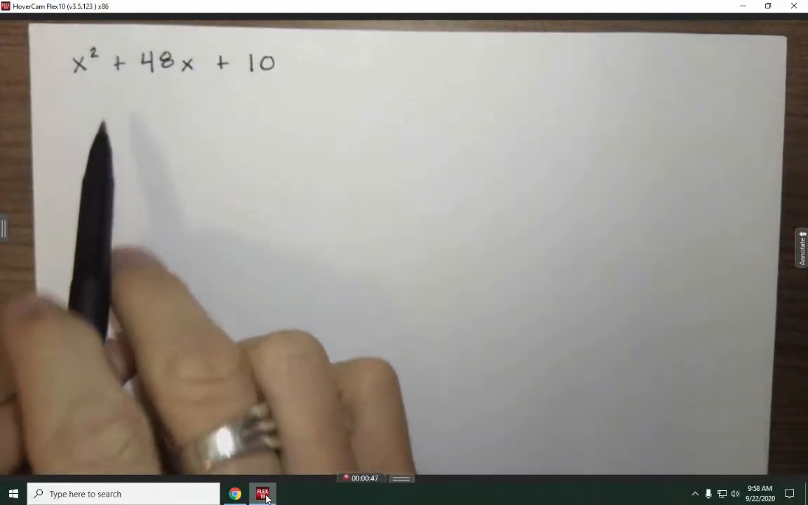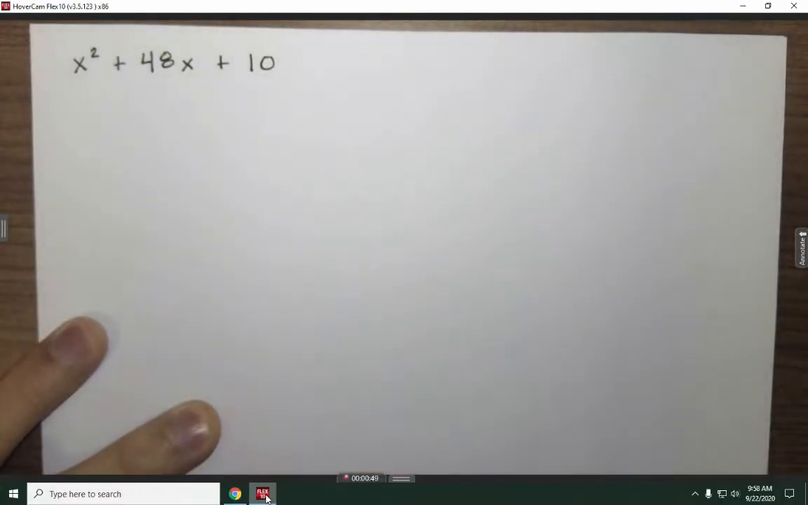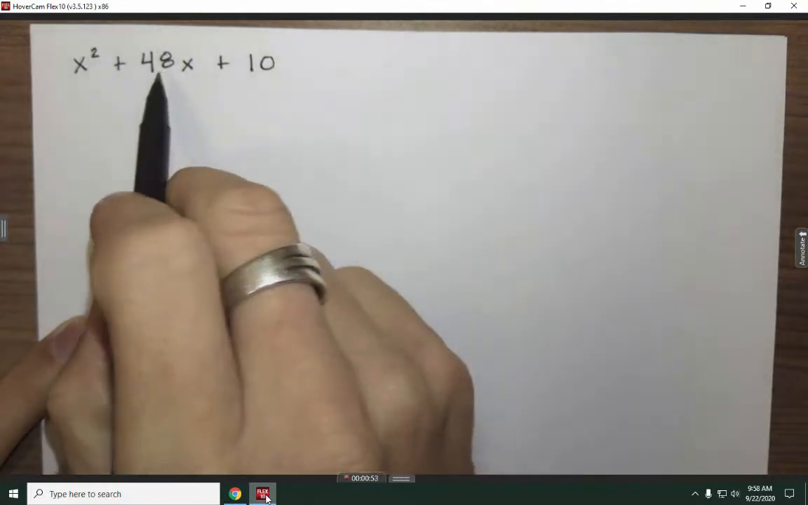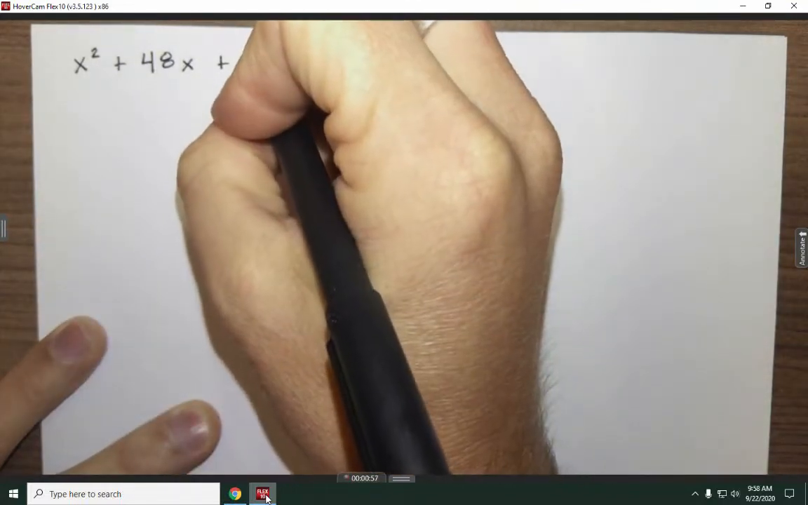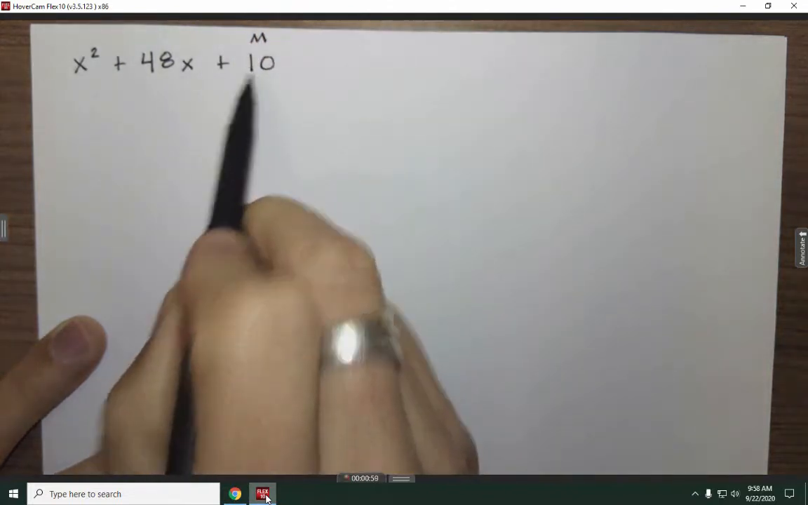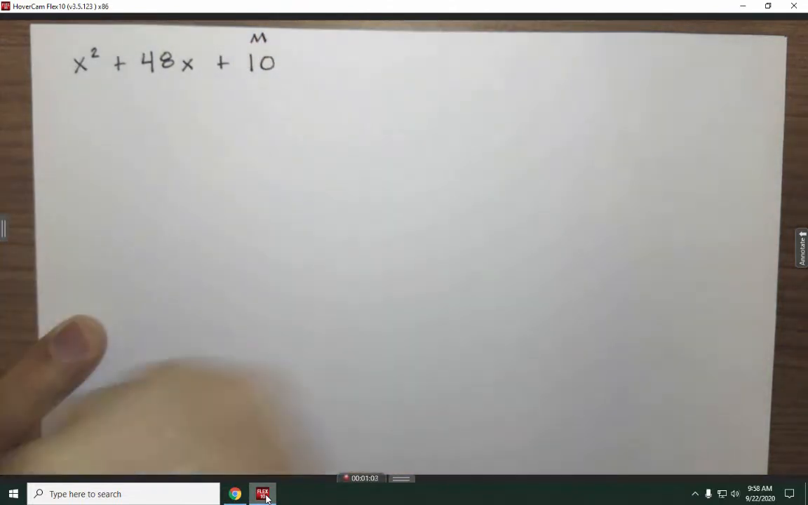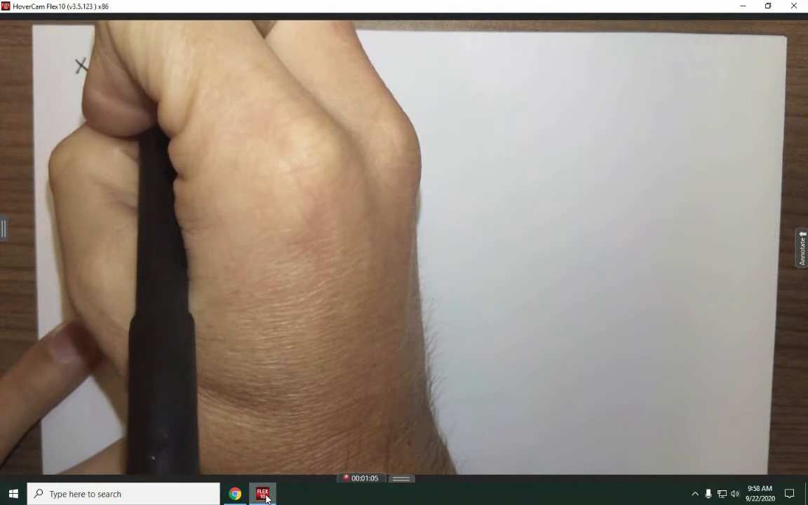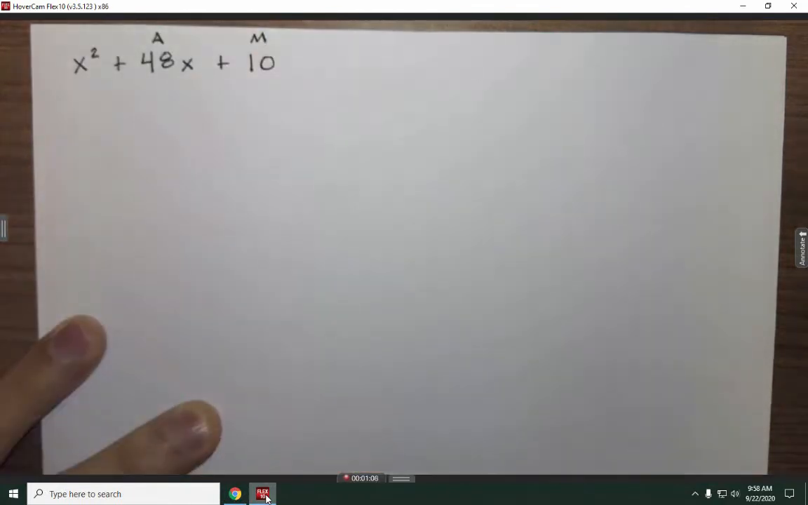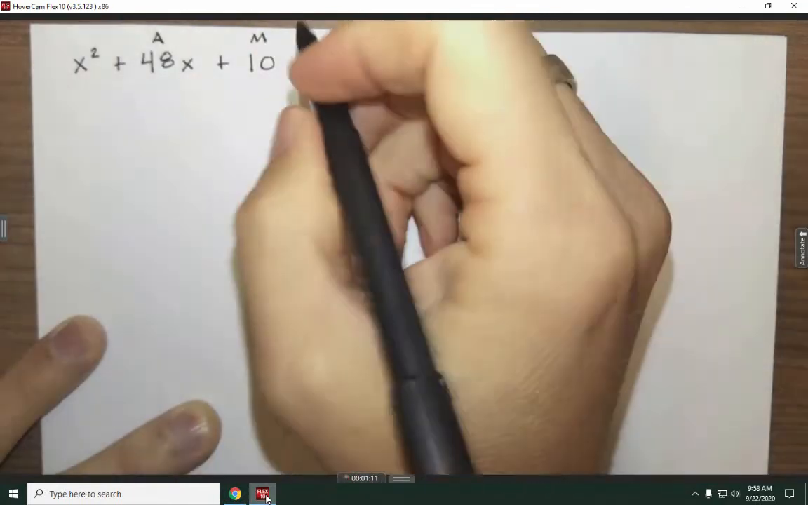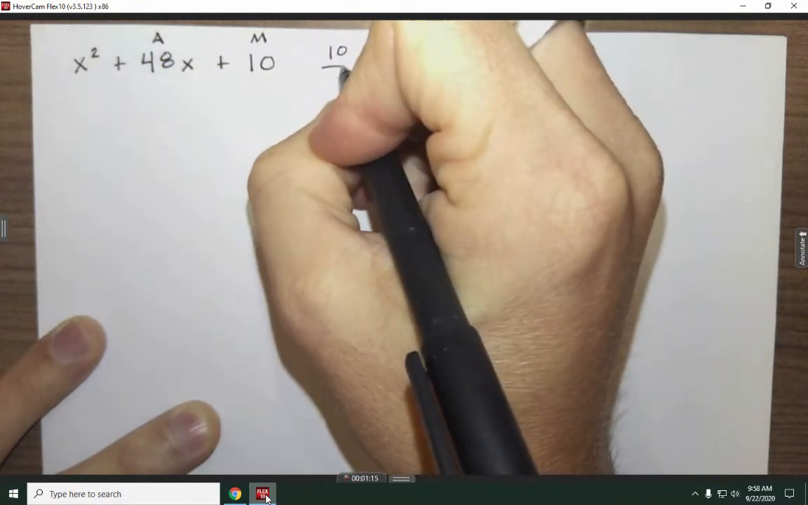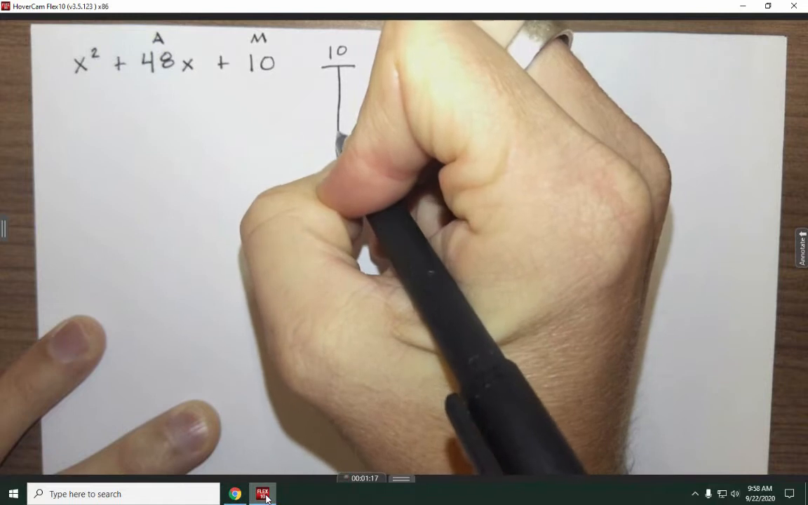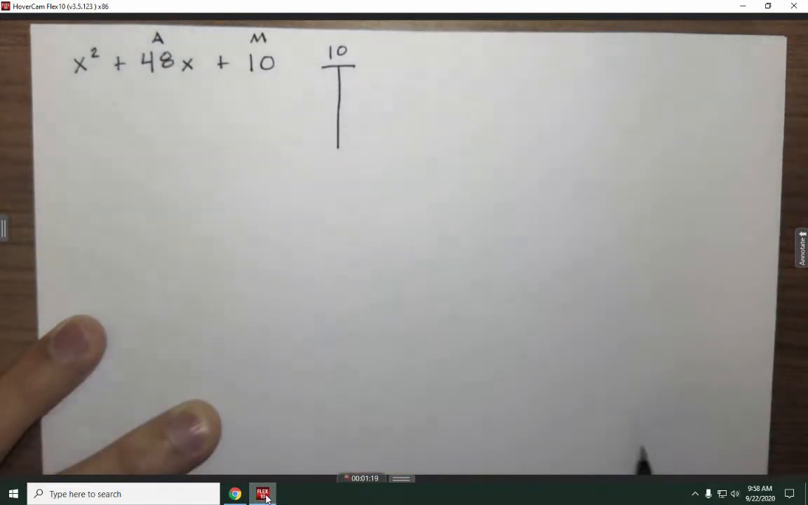So we have x squared plus 48x plus 10. The game we're going to be playing is we're trying to find things that multiply to be this constant term, and then what adds to be this middle term. Okay. So what we do is we list out the factors of 10 and try to see if we can find something that adds to be 48.